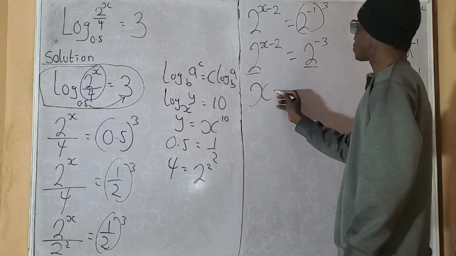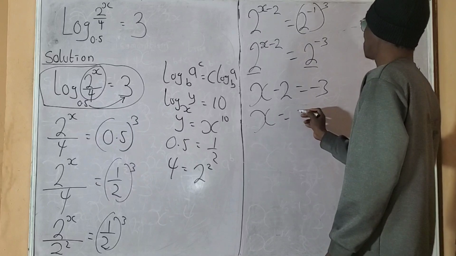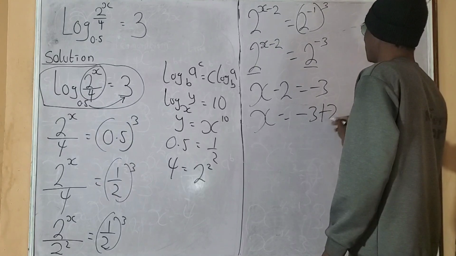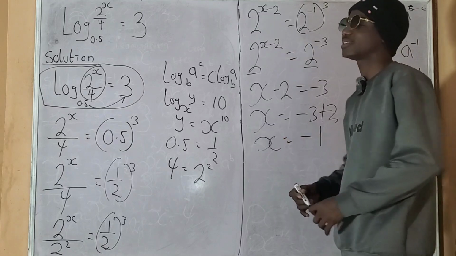So we have x minus 2 equals to negative 3. x equals to negative 3 plus 2, right? x is equal to negative 1, which is the final answer.